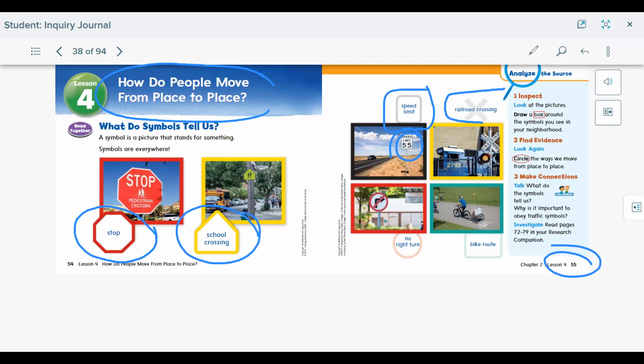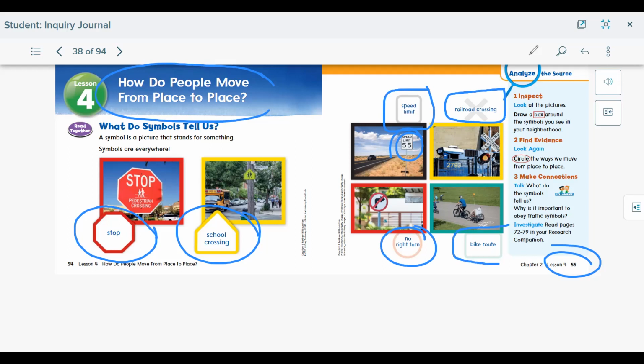The next symbol is right here, and that says railroad crossing. That lets us know that there's a train and we have to be careful and watch for the train before we cross over the tracks. This symbol is telling us no right turn. You may not turn right when you see this symbol.